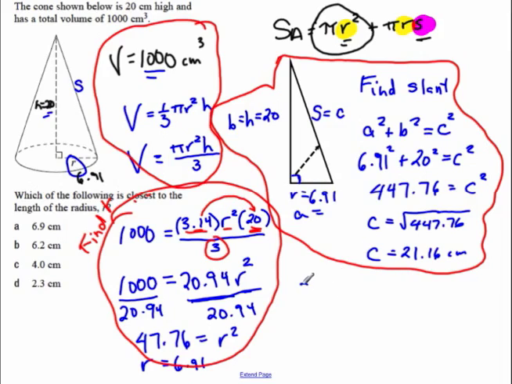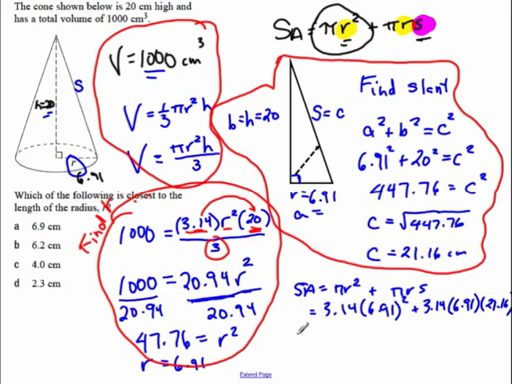So we're going to write down surface area. Surface area equals pi r squared plus pi rs. Let's do our substitutions. 3.14, radius is 6.91 squared plus 3.14 times radius, 6.91, times the slant, and the slant in this case is 21.16.